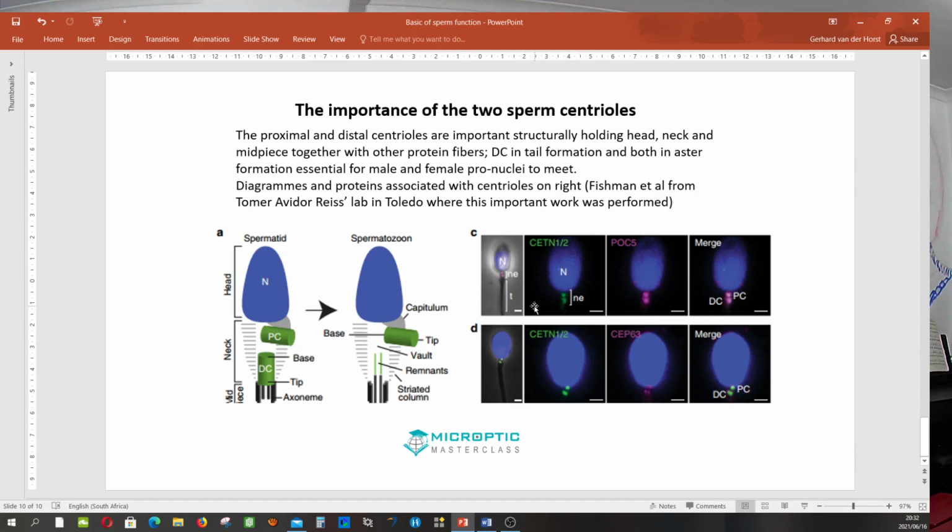This may become a really important test in measuring what we think can become very important in some cases of idiopathic infertility. So this brings us to the end of this part on the basics of sperm function.